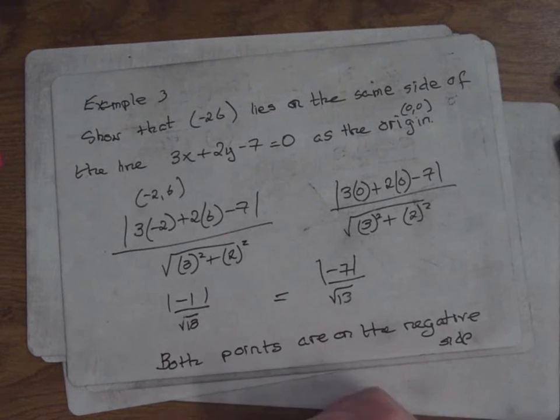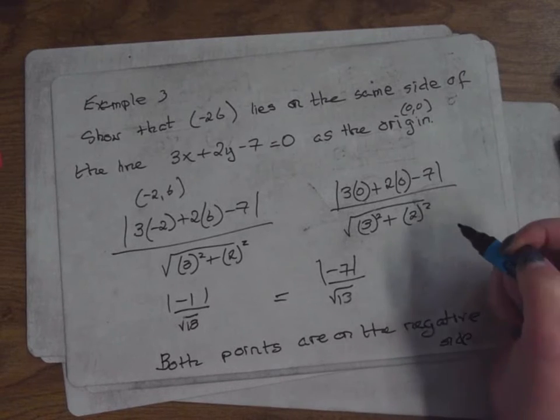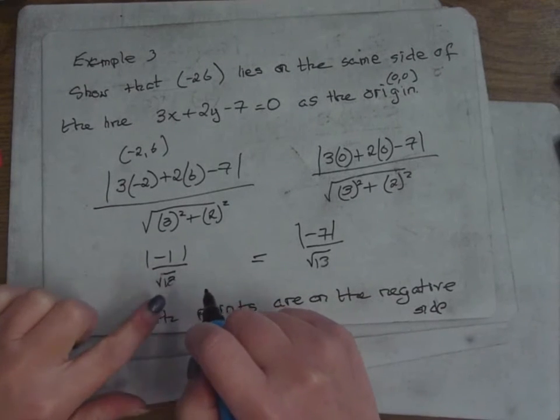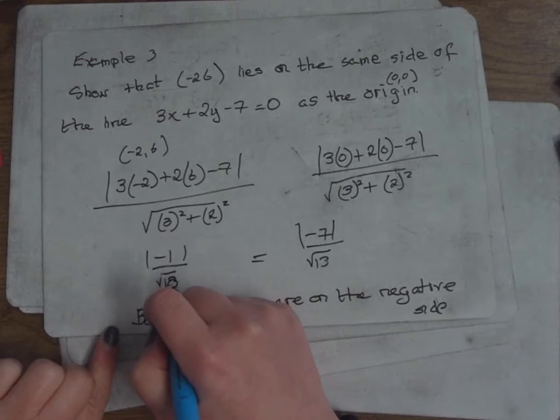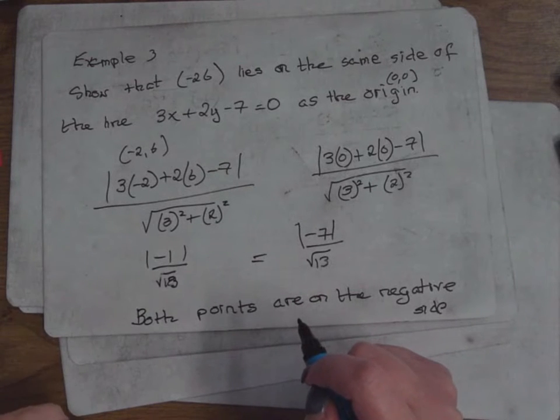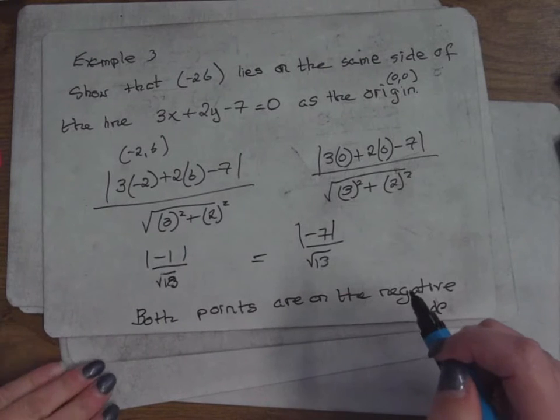Is that okay? Yes. Is that root 18? No, that says root 13, because 3 squared plus 2 squared is 13.